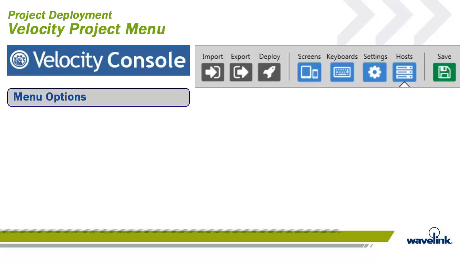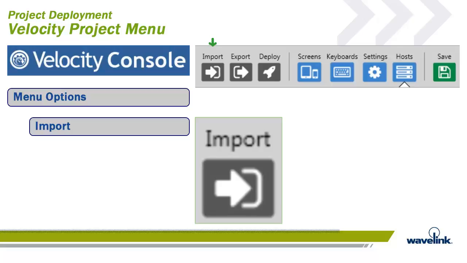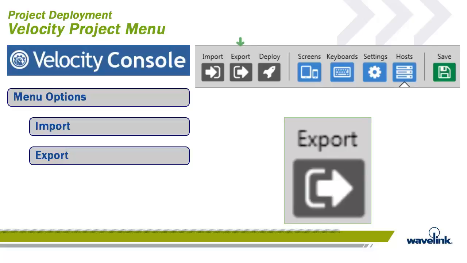Here's the description of each project save method. The first project method is the import. You can import all or part of another exported project into your current project. Files that are imported were previously exported from the Velocity console and are stored as .zip files. The second is export. You can export all or parts of your project for backups and/or to import into another project. Files, when exported, are also stored as .zip files.